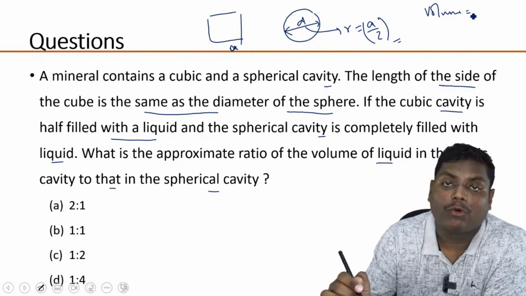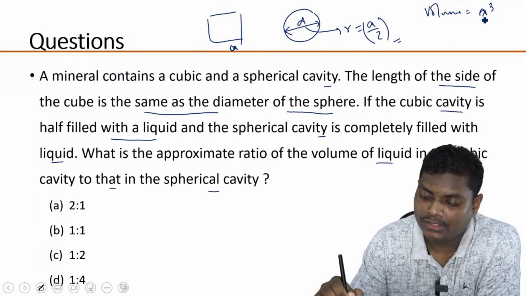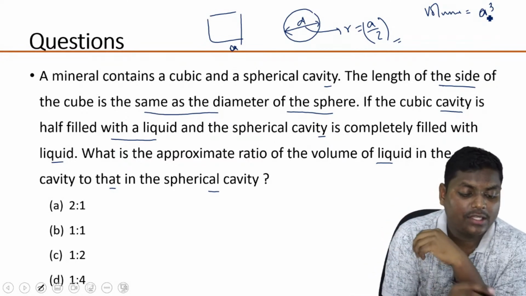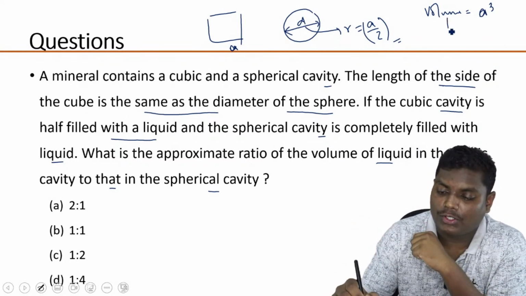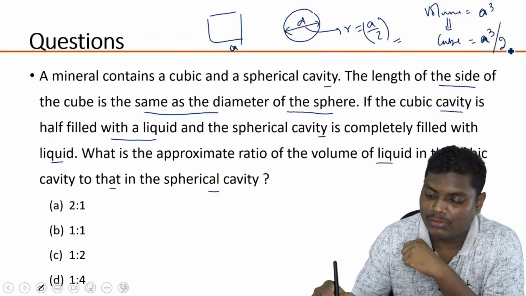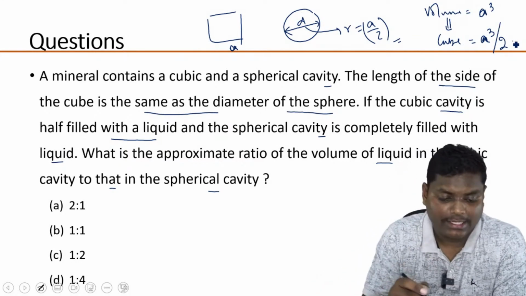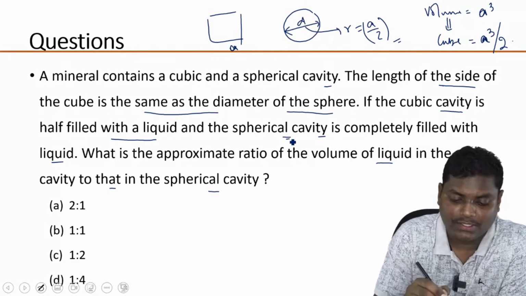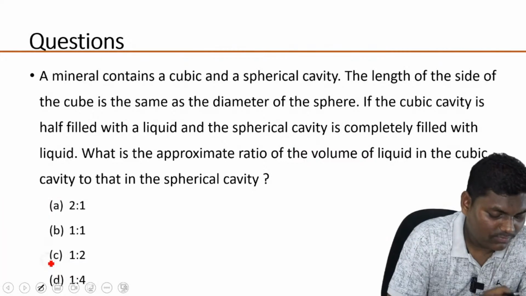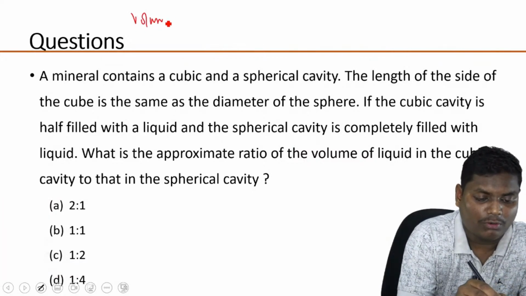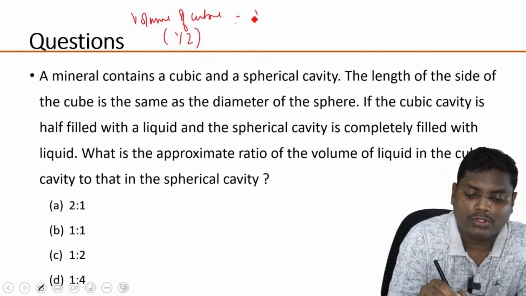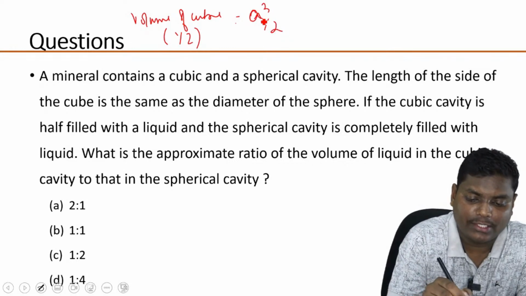So the volume of the cube is basically a cube, but the question says that it is half filled. So the volume of liquid in the cube will be basically a cube by 2. I'll just erase whatever we have got. So the volume of the half-filled cube we have got to be a cube by 2.